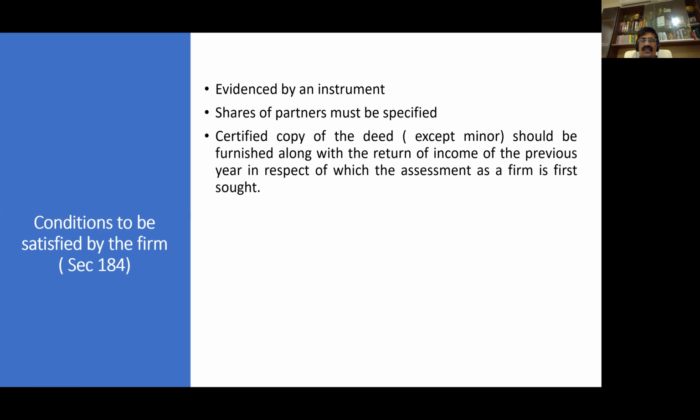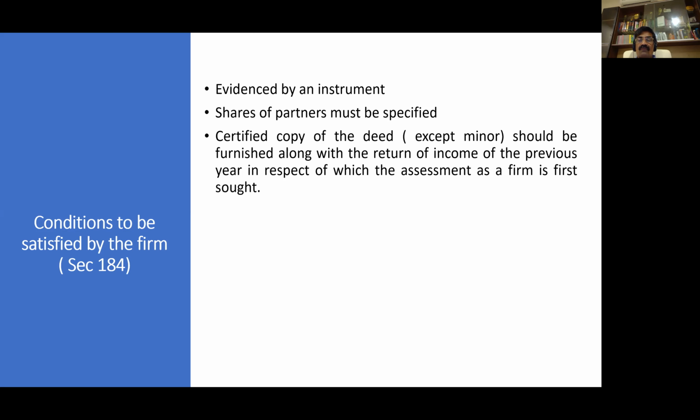So the next condition, you can easily anticipate. You can easily anticipate what could be the next condition. A certified copy of the partnership deed, except minor, should be furnished along with the return of income of the previous year in respect of which assessment of the firm is first sought. Now, the section is not saying the first year of formation of the firm. It only says the first year in which you are seeking assessment. In that year, you must submit a copy of the partnership deed. Unfortunately, one practical challenge most of you possibly will be facing or will be thinking about is this particular point.